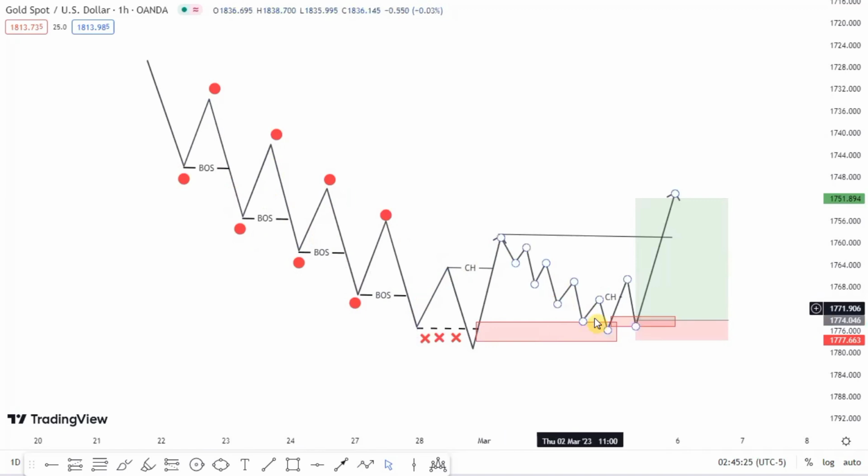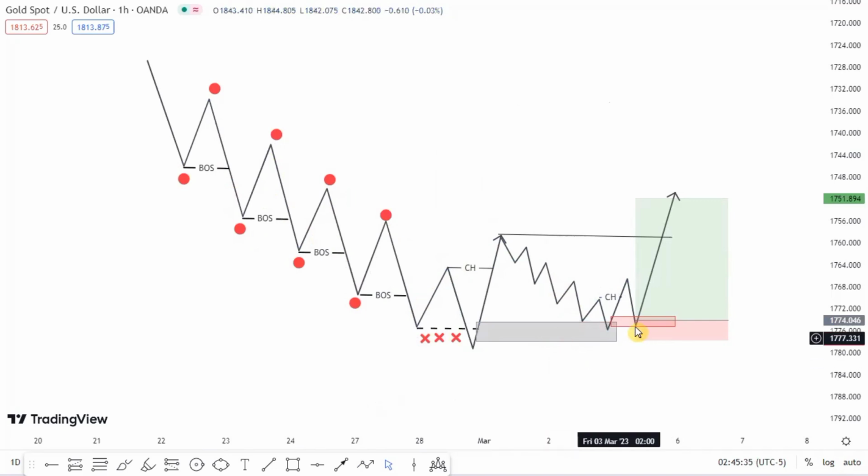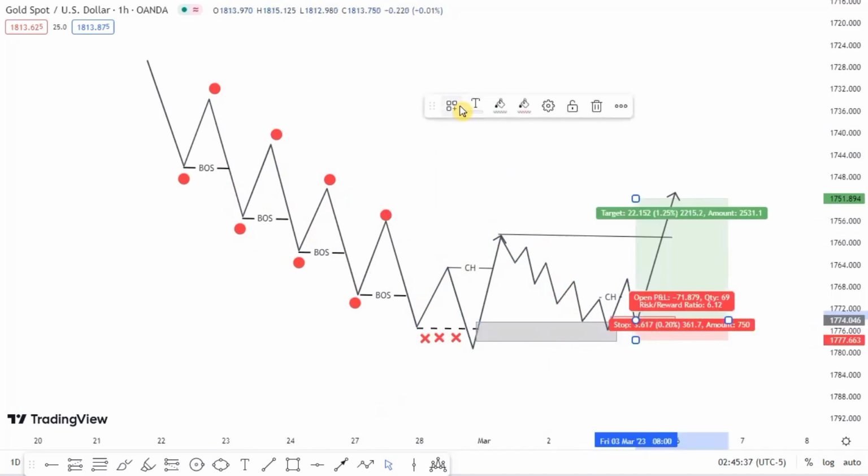And then now back to our demand zone. Let me just change that a little bit. Just give me a sec. So it came back to our demand zone, and we have a change in character. Still exactly the same process. Nothing changes. So this is our demand zone.